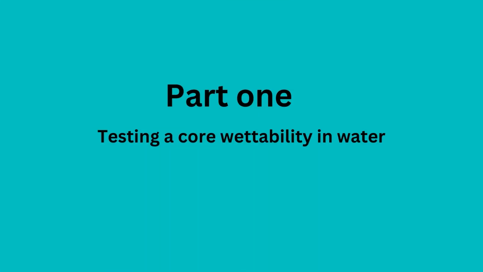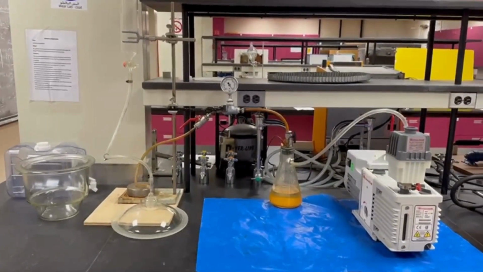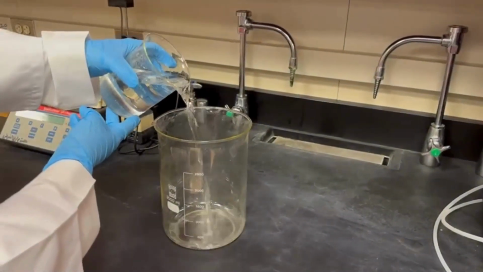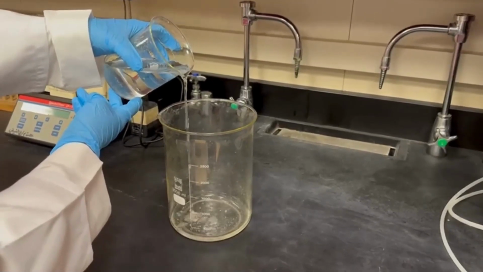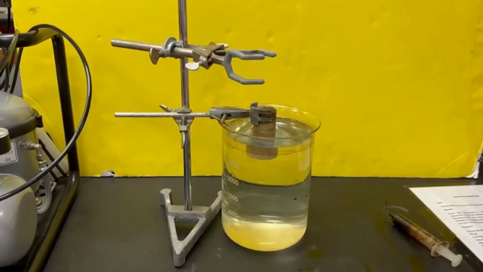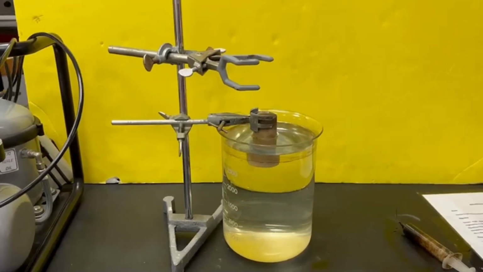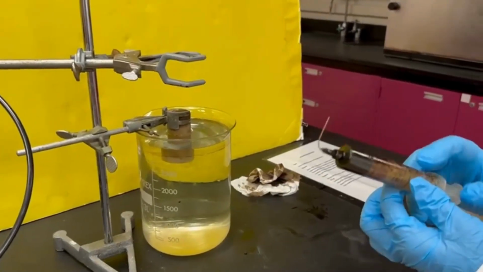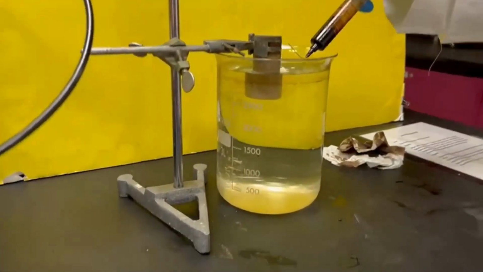Part 1, testing a core wettability in water. Firstly, we saturated the core using the liquid saturation method. Then we added water to the container. Then we attached the saturated core to the clamp and lowered a quarter of it in the water container. We added oil to the special syringe, as you can see in the video. After that, a drop of oil was placed under the core.